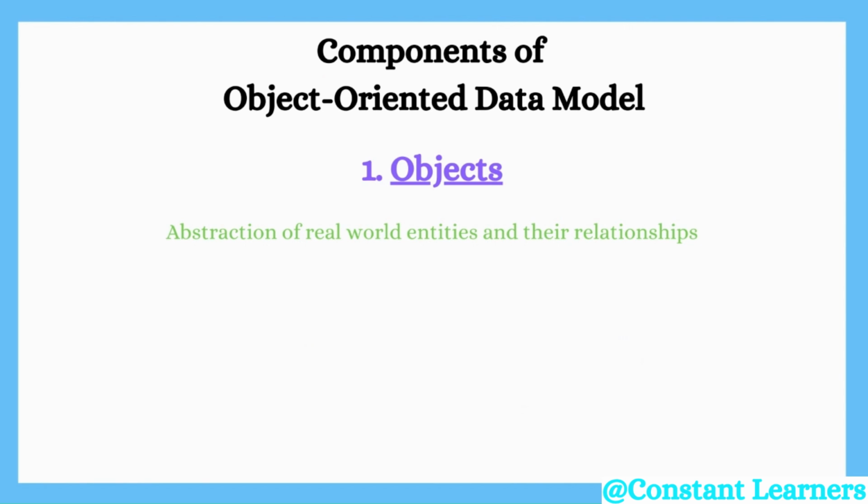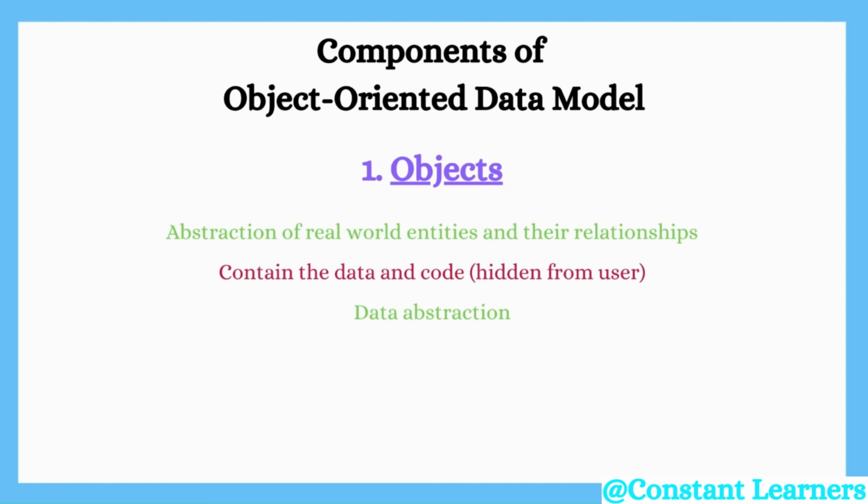As we discussed, objects are a combination of entities and their relationships, right? These two combined together can be called objects. Objects are the abstraction of real-world entities and their relationships. Now, objects contain the data and code, because it is a combination of a programming language and the data. So it contains both, but both of these are hidden from the user, and thus it provides data abstraction. And initially, when we started the video, we saw that data abstraction is an important aspect of data models.